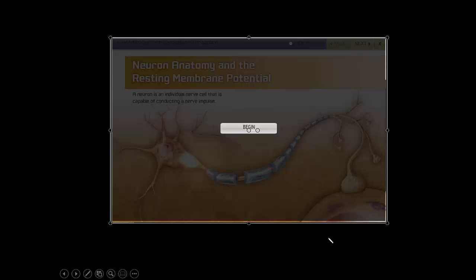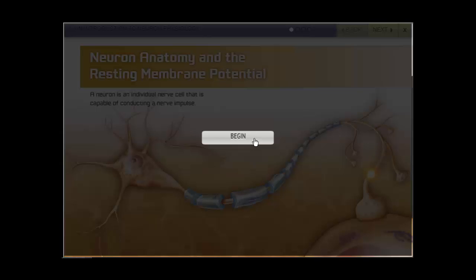This animation is going to show how all of these channels work together in order to send a signal and allow for the cell to go back to rest after the signal is sent.